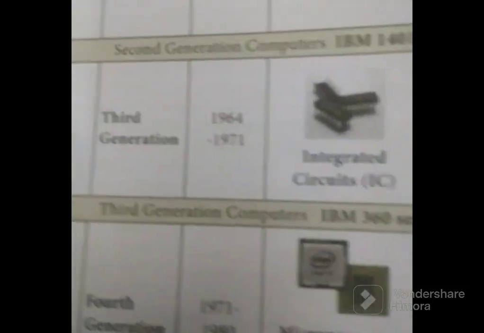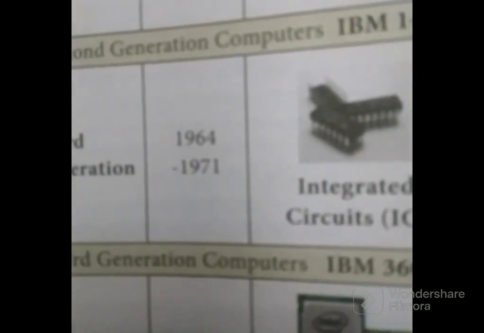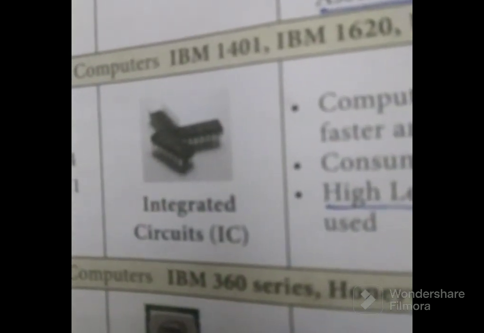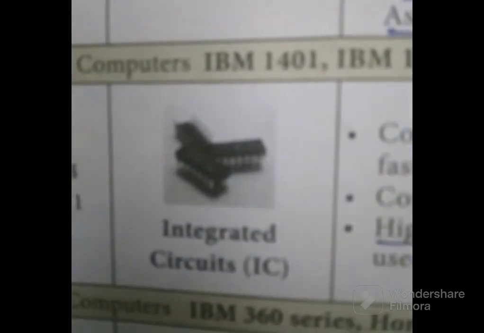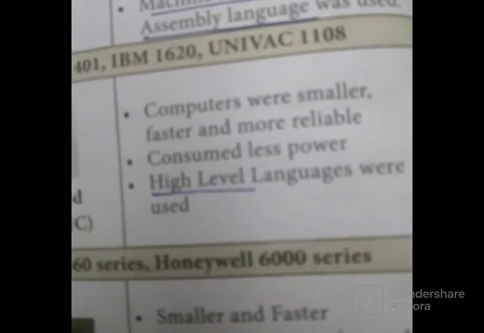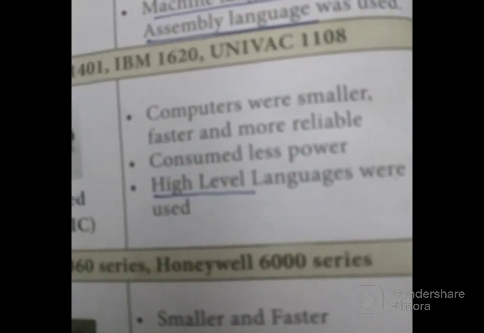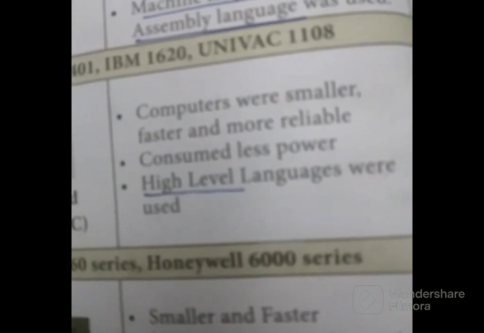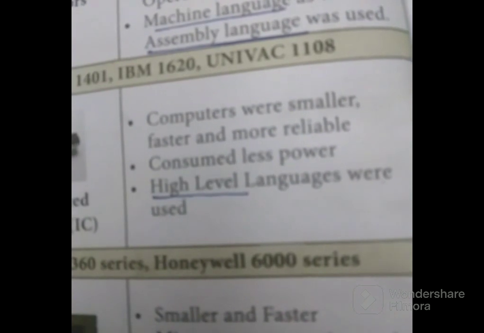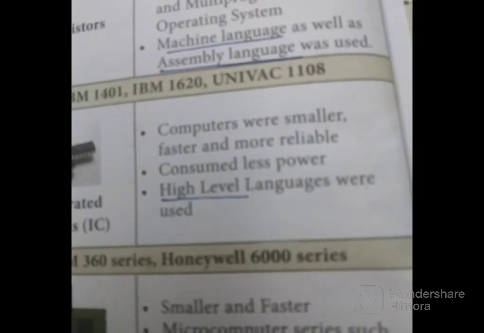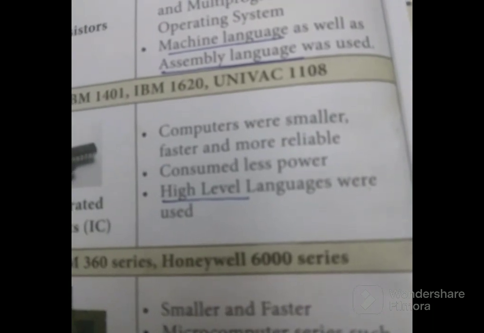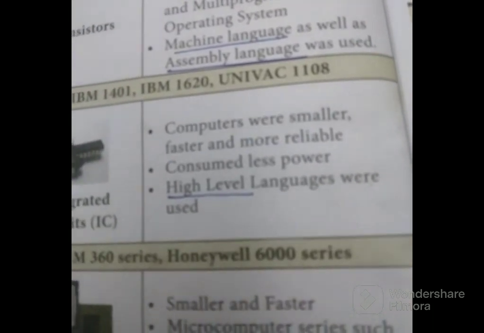Next comes the third generation, 1964 to 1971. Integrated circuits, IC chips, are used here. The computers are made much smaller here, and the bulky systems are reduced in size. From the third generation onwards, only high level languages are used.